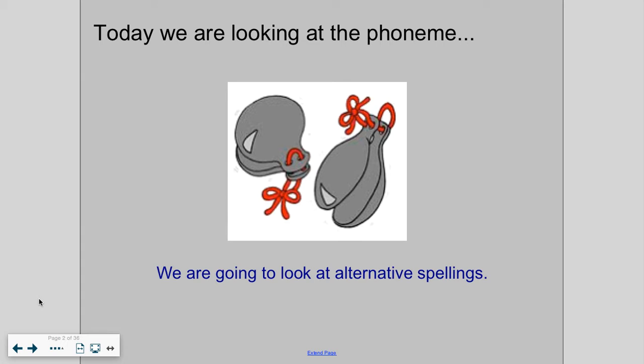I wonder if you already know some ways of spelling this sound. Maybe you could pause the video here and write those graphemes down, the letters that you know already that represent the sound k. Pause the video and write those down for me. Great, we will see if any of those come up later in today's lesson.